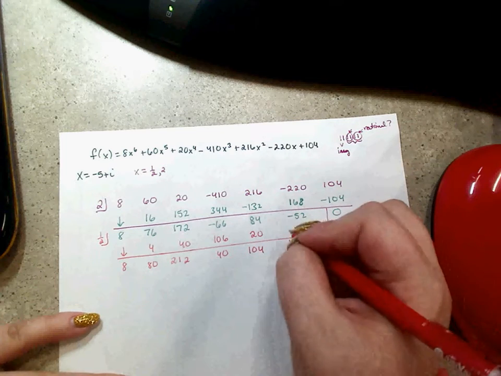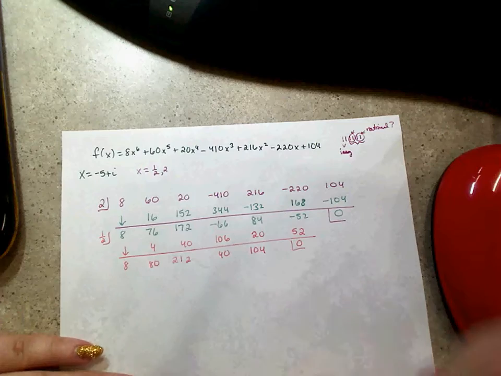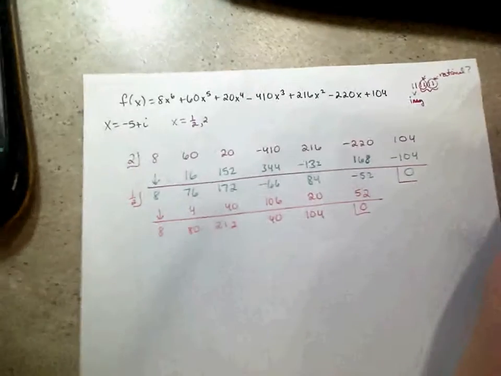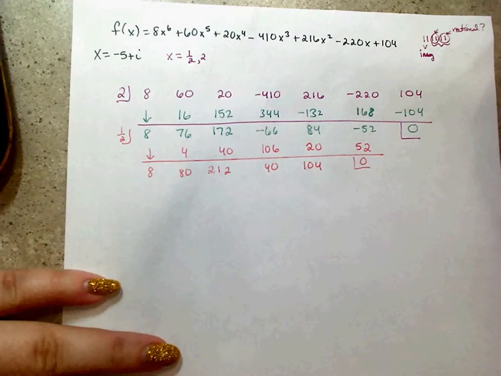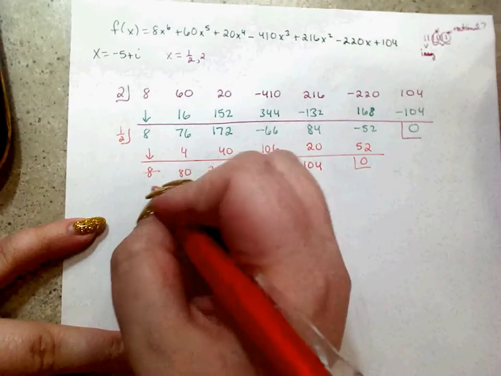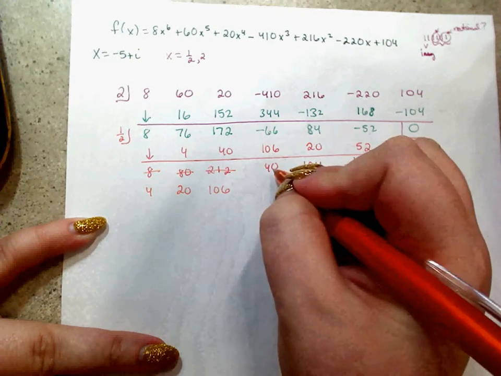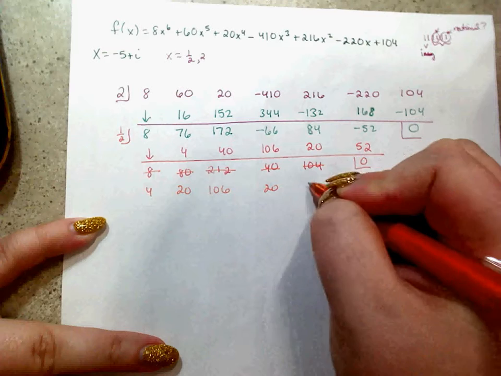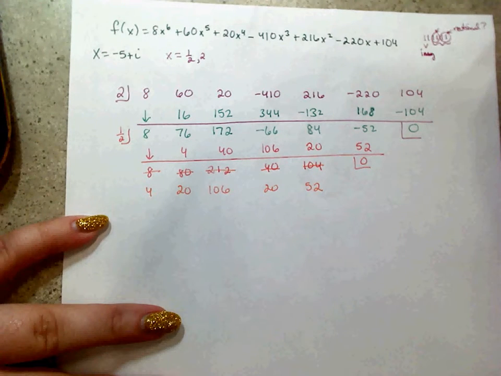So don't forget that we were doing synthetic division with a fraction, which means you have to divide out by 2. So 4, 20, 106, 20, and 52. Alright, now we're going to do the synthetic division with the imaginary root that I gave you at the beginning: negative 5 plus i.